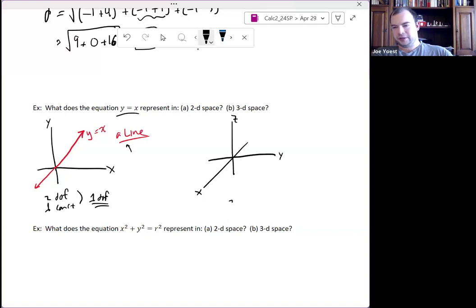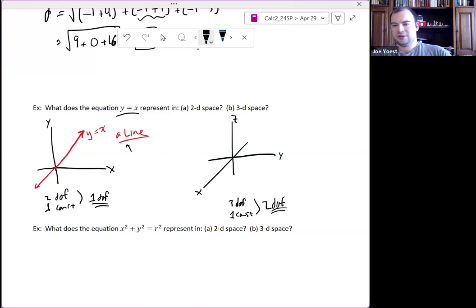Well, again, we start with 3 degrees of freedom. We have 1 constraint. Looks like we're left with 2 degrees of freedom left over. We would expect a 2-dimensional structure, something like a plane or maybe more generally a surface of some sort.